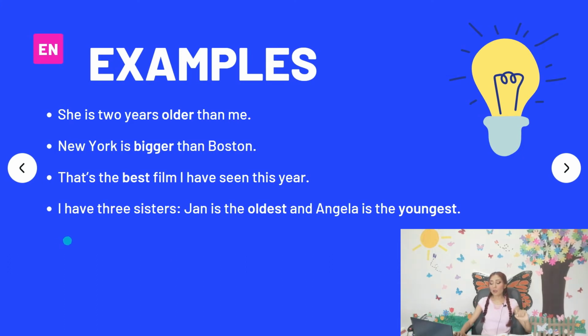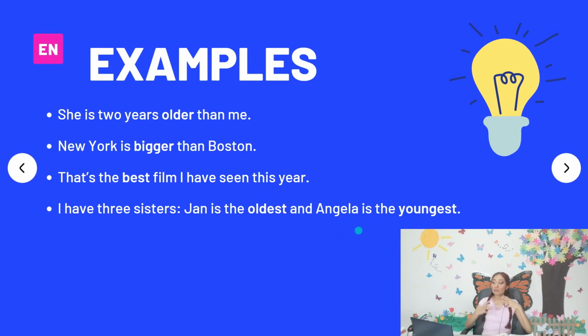Okay, one more example. I have 3 sisters. Jan is the oldest and Angela is the youngest, okay? So, we're talking about 3 sisters. I have 3 sisters, but with me, we are 4 sisters. Contándome a mí, seríamos 4 hermanas. Es un ejemplo, no tengo tantas hermanas. I have 3 sisters. Jan is the oldest and Angela is the youngest.